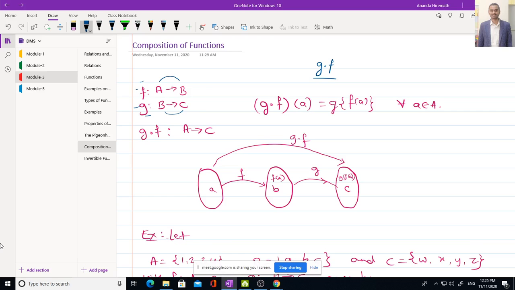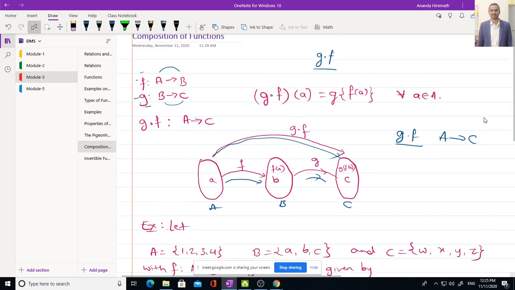Say f is a function from A to B, whereas g is a function from B to C. Is that clear? Now this composition is nothing but the composition of these functions. I mean it will be a function from A to C. This is what we have represented here as a composition function. Now I will take one example, then it will be more clear for you.